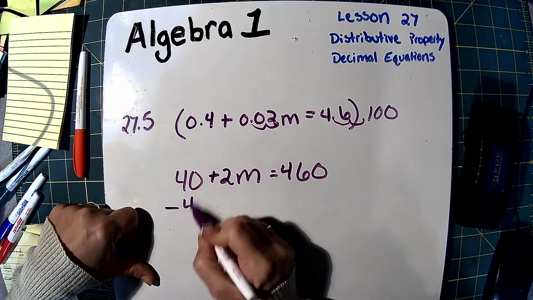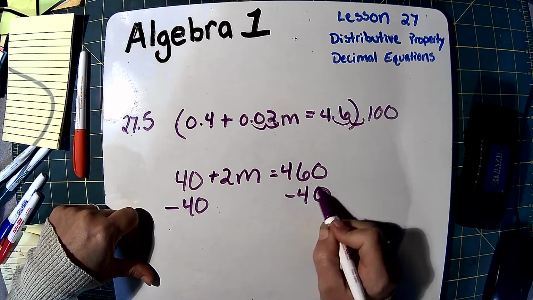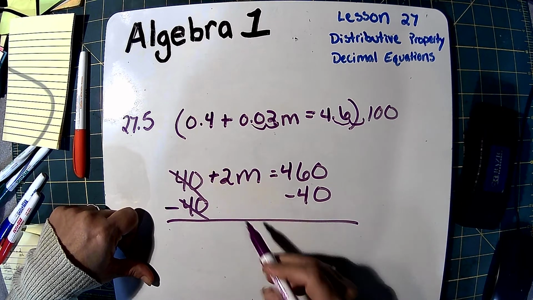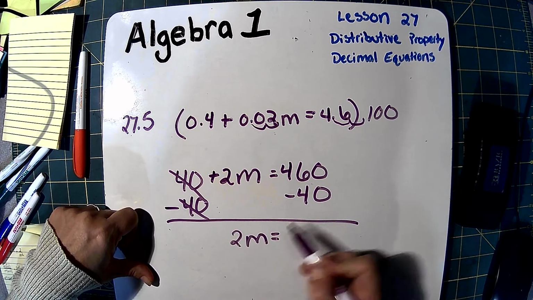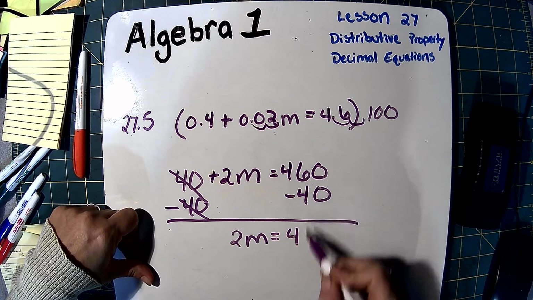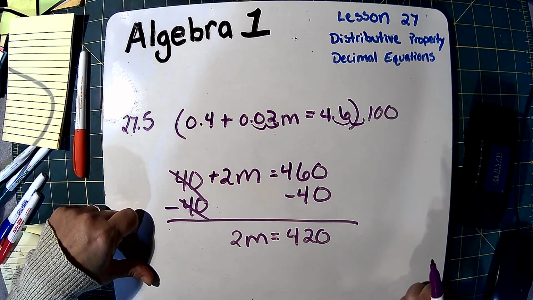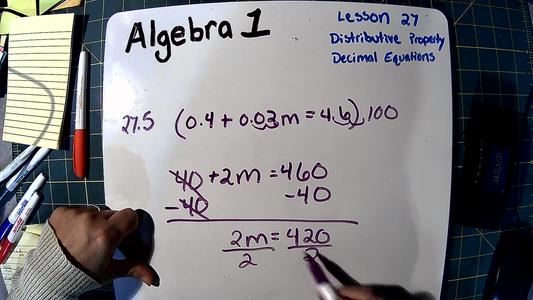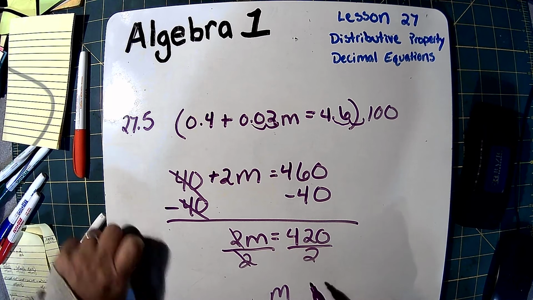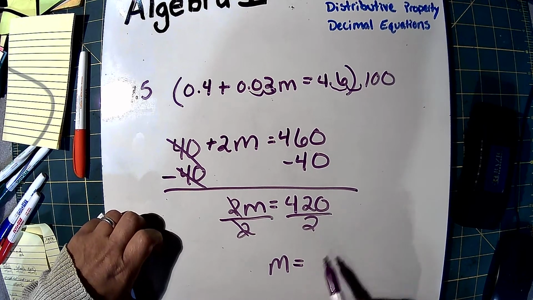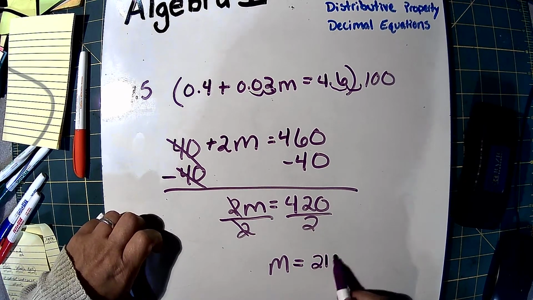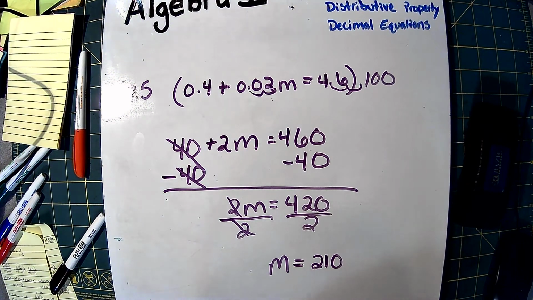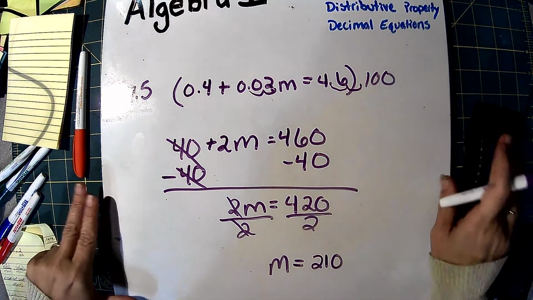So we're going to subtract 40. And we're going to get 2m equals 420. And then we're going to divide by 2. And we're going to get m equals 210. Okay, so it just makes that a whole lot easier.